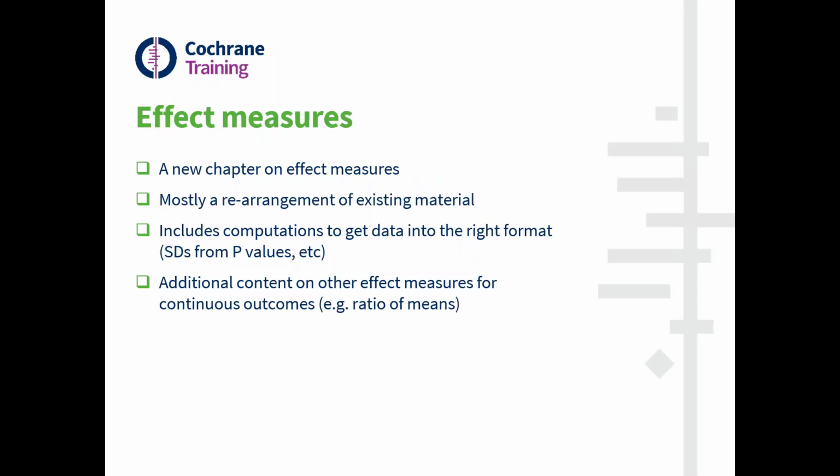James mentioned we have a dedicated chapter now to effect measures, which is mostly rearrangement of existing material. So, for example, it includes all the material about how to compute effect sizes from data that are not quite in the right format that used to be in the collecting data chapter. So getting standard deviations from p-values when we have continuous outcomes, for example. And we say a little bit more about some of the other effect measures that are increasingly being used, such as a ratio of means as an alternative to a difference in means, or a standardized difference in means, again, when we have continuous outcome data.